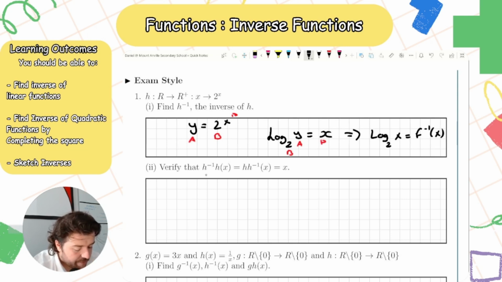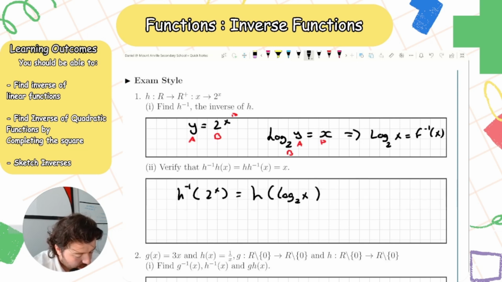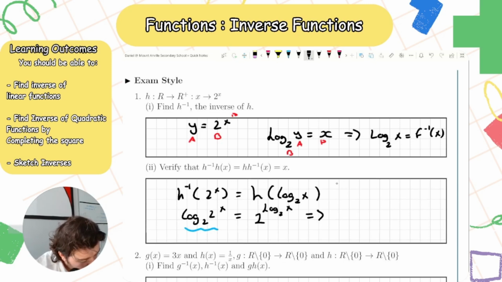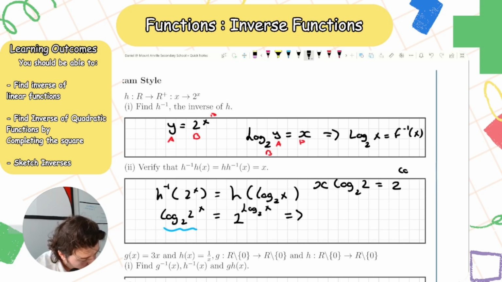Verify that the composite function of h inverse of h of x equals h of h inverse of x. So that is going to be h inverse of h of x, which is 2 to the 3x, is equal to h of my inverse, which is log base 2 of x. So that is going to be log base 2 of 2 to the 3x equals 2 to the power of log base 2 of x. That is going to be now this side here. Using my rules of logs, I can write this as x log base 2 of 2 is equal to 2 to the power of log base 2 of x.